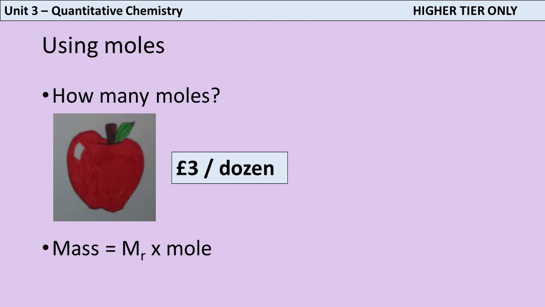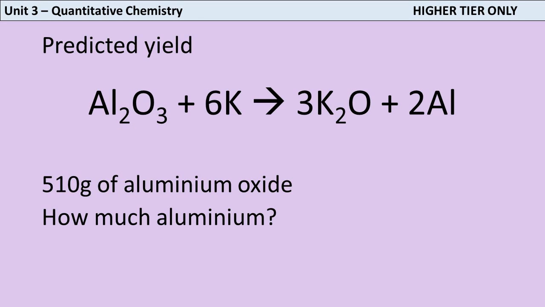Now, once you're happy with both MR and moles, you can start doing something useful. Say I've got 7 tonnes of copper ore and I want to know how much copper I can extract. I need to use the relative masses of the substances involved and the balanced symbol equation to work out something called the predicted yield or the expected yield. So let's take one example. I've got 510 grams of aluminium oxide, and I want to know how much aluminium I can make from that. The first thing I need to do is work out how many moles of aluminium oxide I've got. And in order to do that, I need the MR, the relative formula mass.